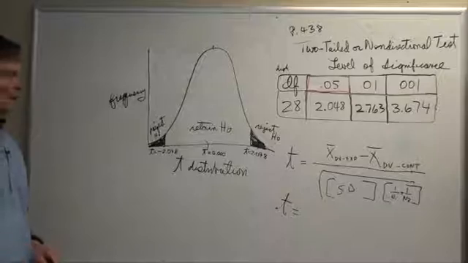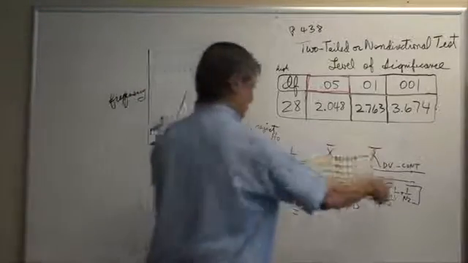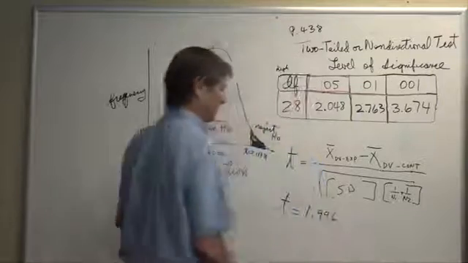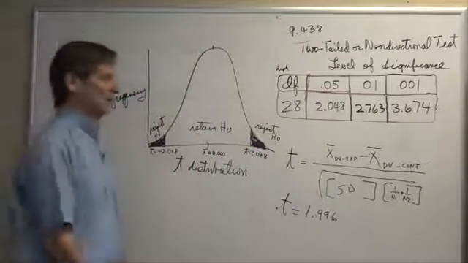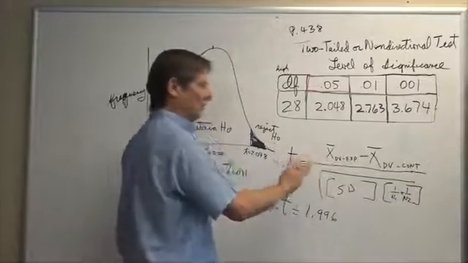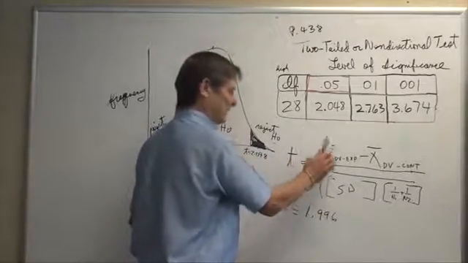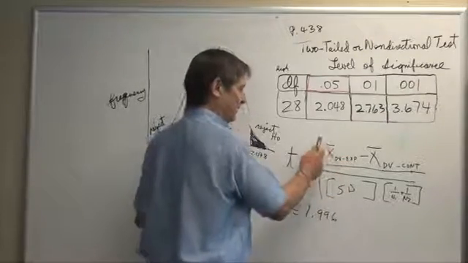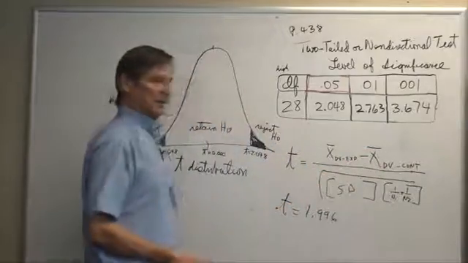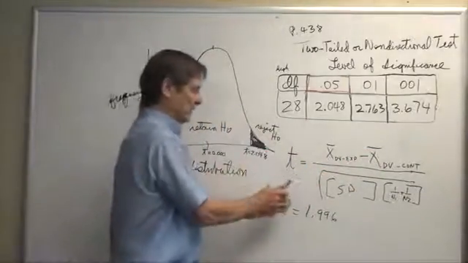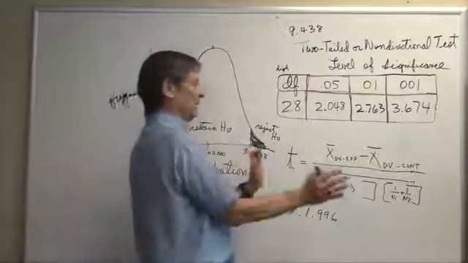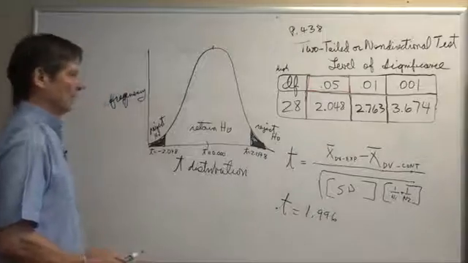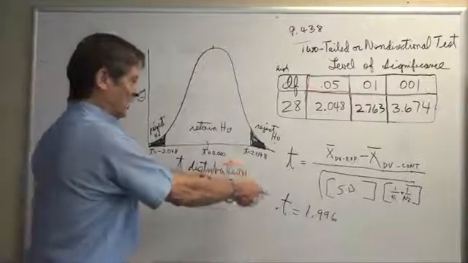So let's try a value. We do this whole thing and we get 1.996. Now notice something too here. It's arbitrary which group is first. It does not matter. If this mean is less than this mean, you'll get a negative t. If this mean is greater than this mean, you'll get a positive t. So the value will come out exactly the same. It's only the sign, and the sign depends on whether this mean is greater than this mean or not. Okay, so we derived the t.